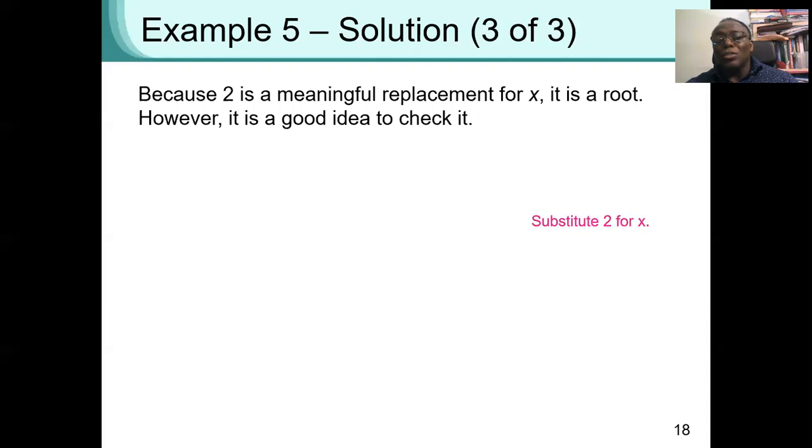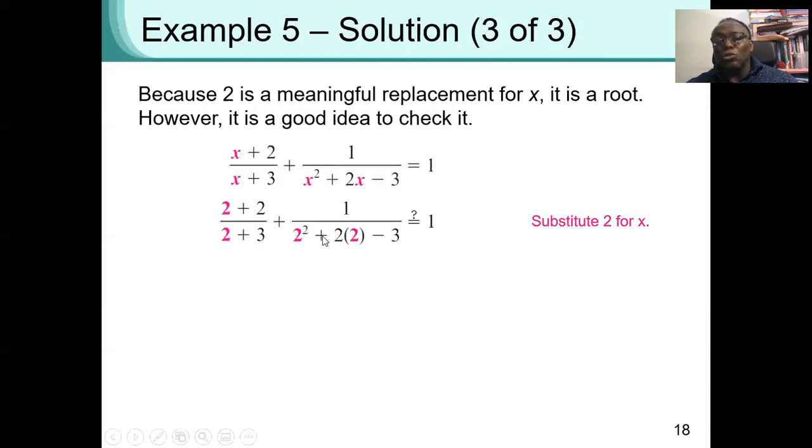Now, to make sure our answer is correct, we can substitute 2 and make sure the left side is equal to the right side. So when we substitute 2 into our original equation, everything here should give us 1, otherwise we have problems. So we find out this is 1. So again, 4 by 5 plus 1 by 5 will give me 1.